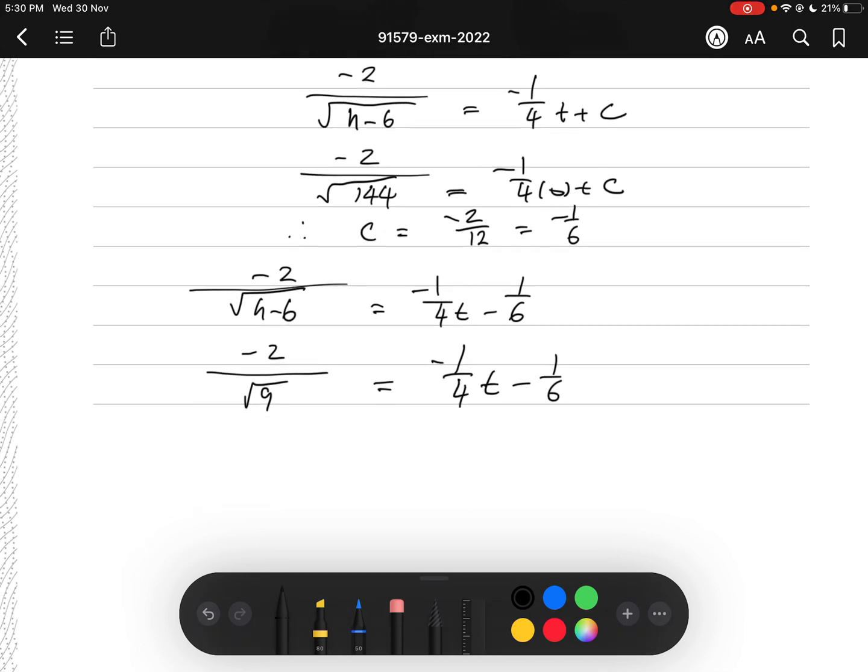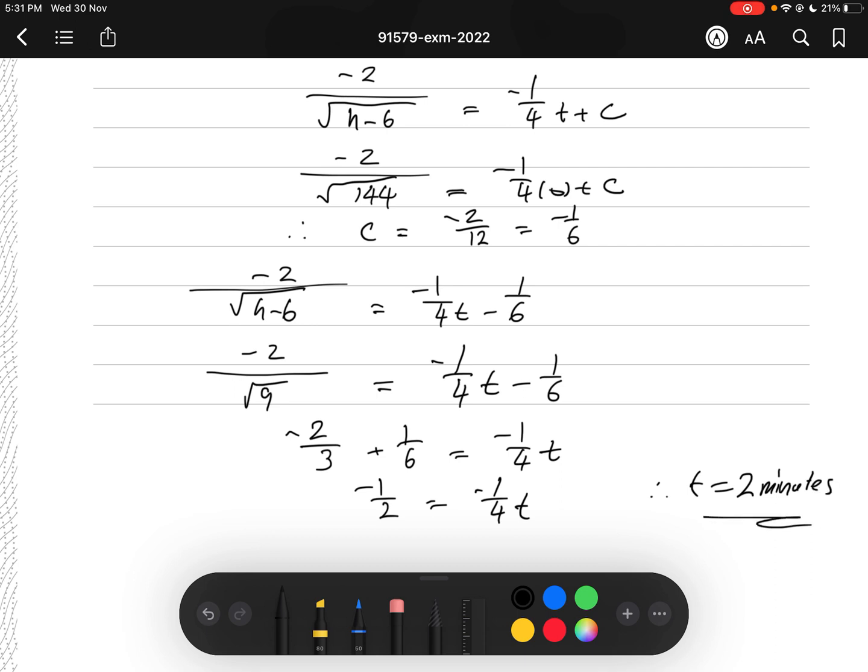So negative 2 over square root of 9 is negative 2 over 3, plus 1 over 6 equals negative 1 quarter t. So therefore, we'll have negative 1/2 equals negative 1 quarter t. And therefore, t equals 2 minutes. So 2 minutes should be your final answer for this question, and that should be an excellent level grade if you can find 2 minutes as your final answer.